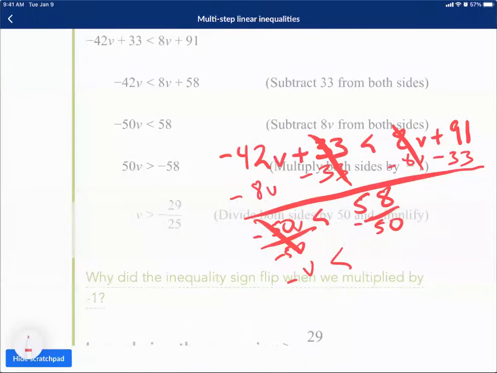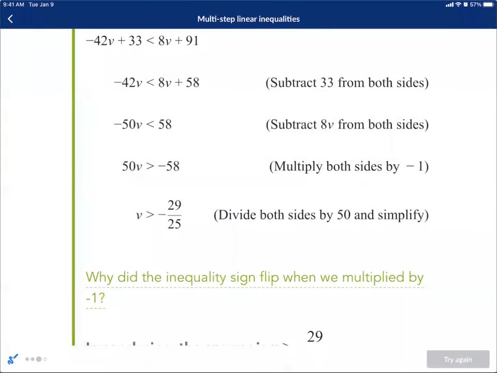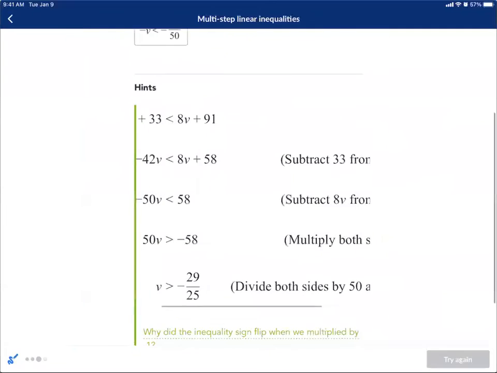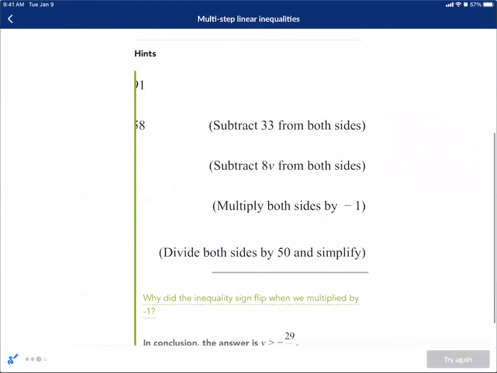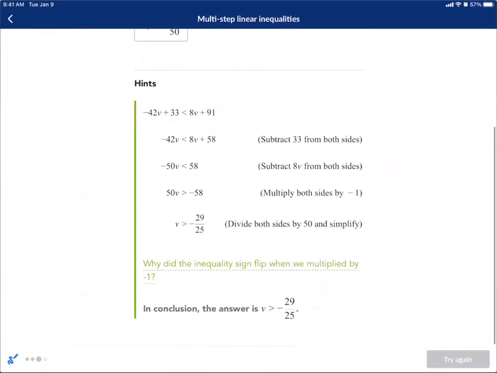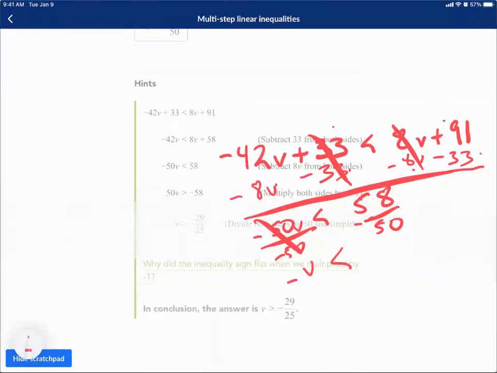It says subtract 33 from both sides. That's right here. Subtract 8v from both sides. 8v is okay. Then we have multiply both sides by negative 1. And then what happens is that when you multiply both sides by negative 1, a negative times a negative is a positive. When do we do that though? It looks like we do that.